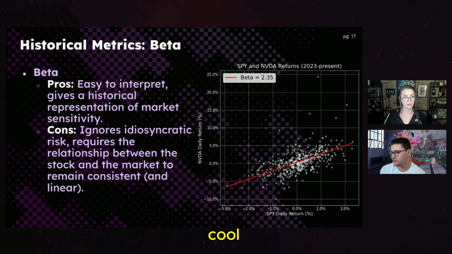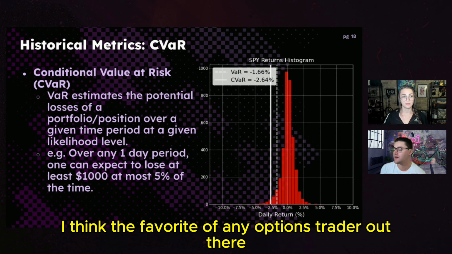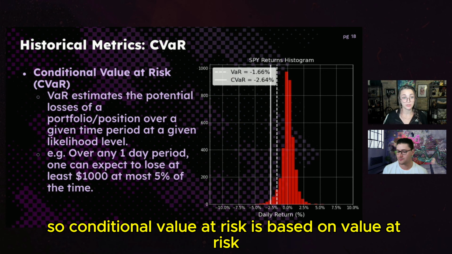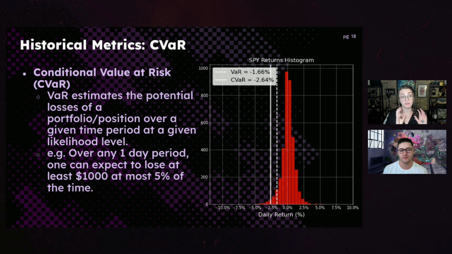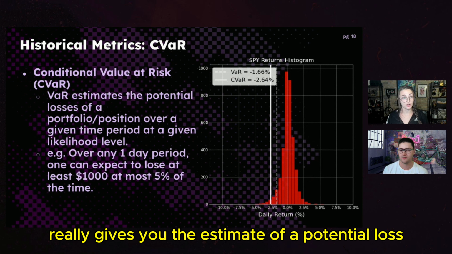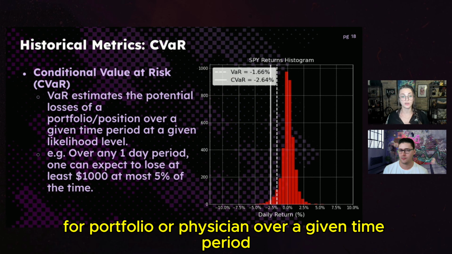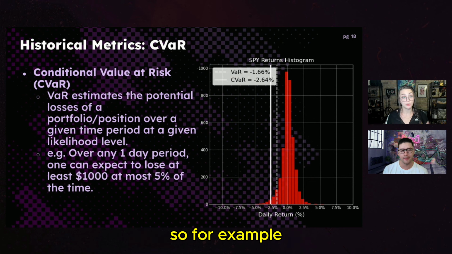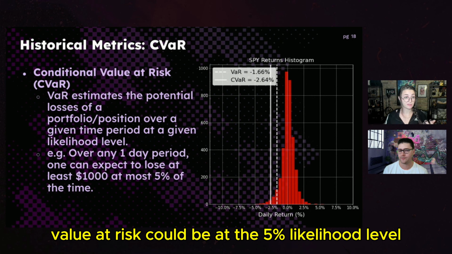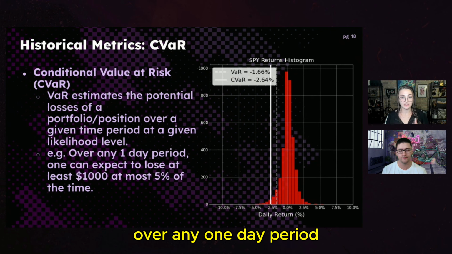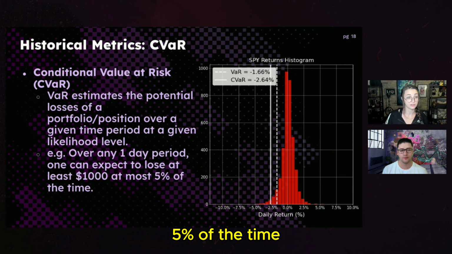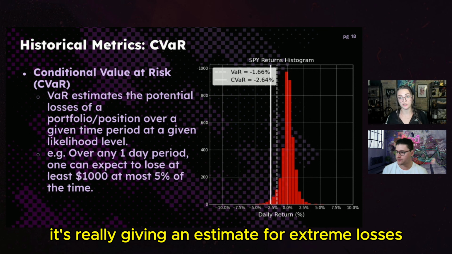Cool. And then my personal favorite, I think the favorite of any options trader out there, is conditional value at risk. Conditional value at risk is based on value at risk. Value at risk gives you the estimate of a potential loss for a portfolio or a position over a given time period at a given likelihood level. For example, at the 5% likelihood level, over any 1 day period, one can expect to lose at least $1,000 at most 5% of the time. It's really giving an estimate for extreme losses.